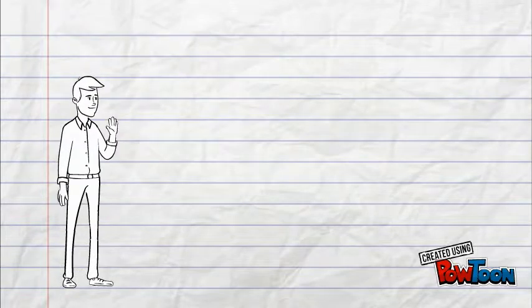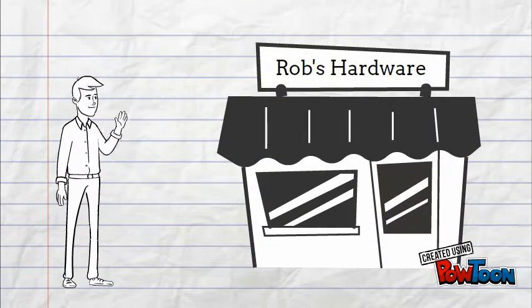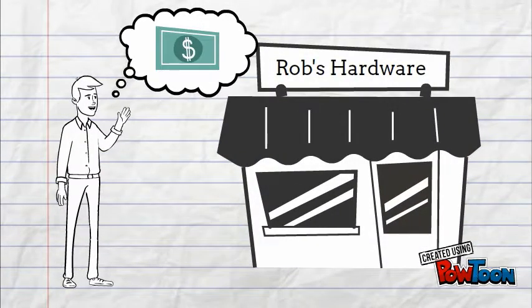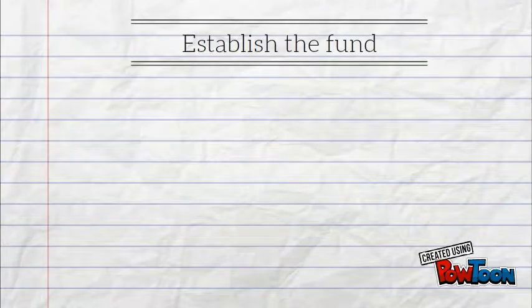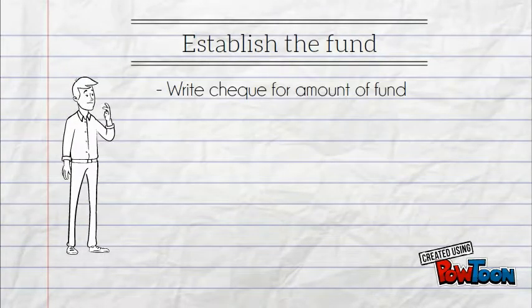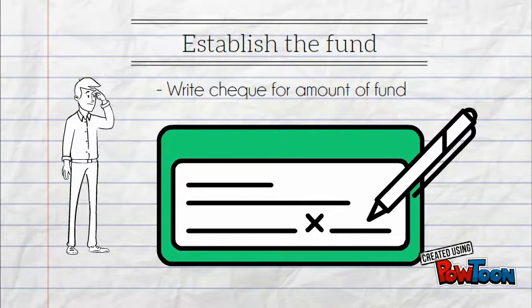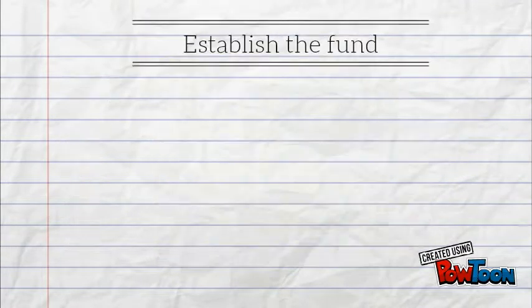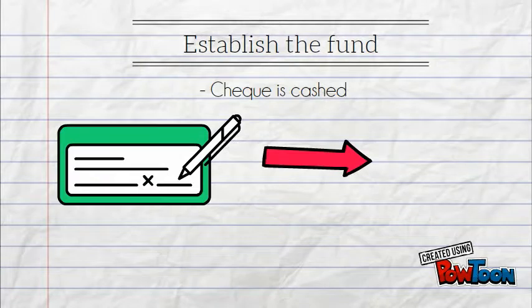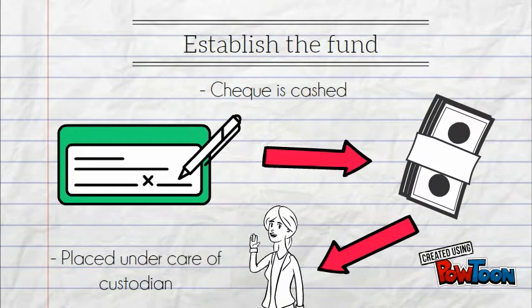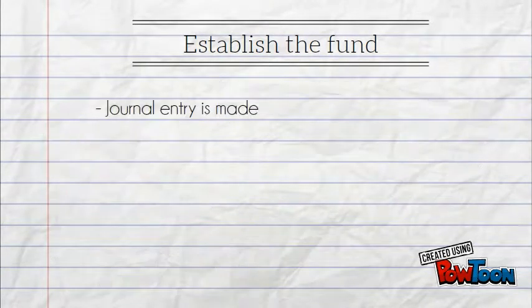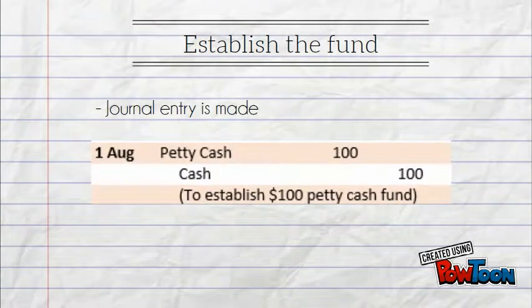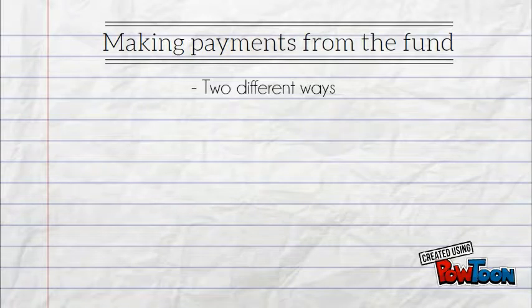For example, Rob owns a hardware store and creates a petty cash fund for small cash purchases. To do this, he must first establish the fund by writing out a check for the amount of the fund, in this case $100. The check is then cashed and is put under the care of a custodian who must look after the money. A journal entry to record this is made and is as follows: debit petty cash 100 and credit cash 100.